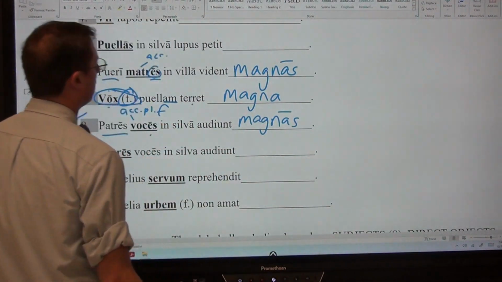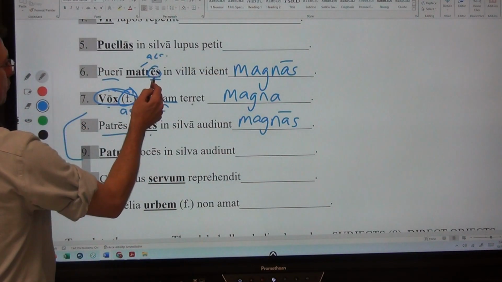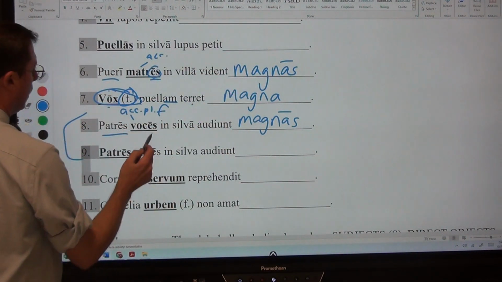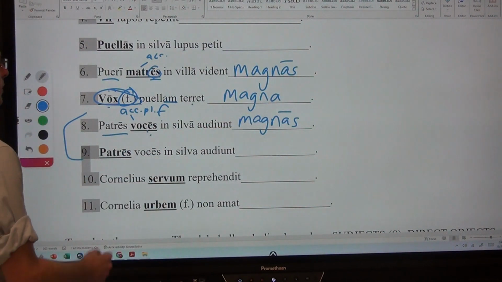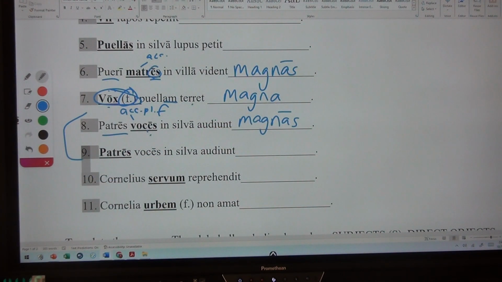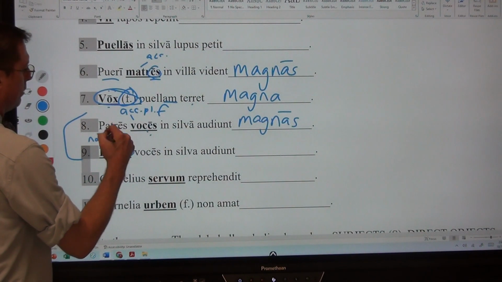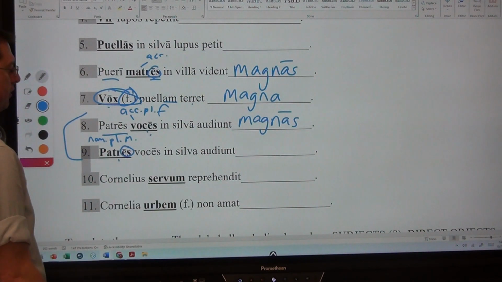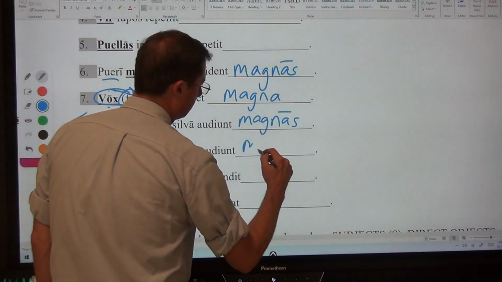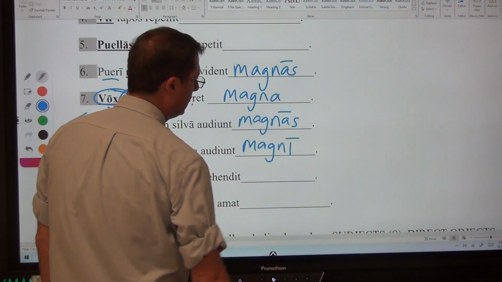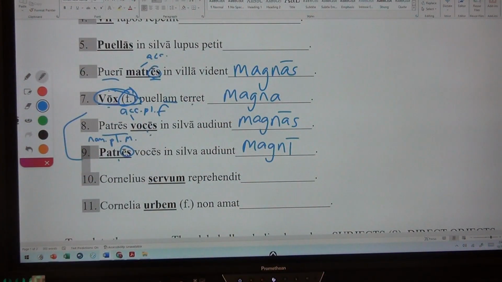Magnas. Well, it's the exact same thing that we had up there. Matres, accusative plural magnas. Voces, accusative plural magnas. Here we have the exact same sentence, and we just learned a second ago that the patres are the nominative, and so therefore they're the ones doing the hearing, so they're going to then be nominative. They are plural, I know, and that means dad, so it's going to be masculine, and so therefore nominative plural masculine, magni. And of course, hopefully you had your chart written up there. That would help you if you needed it.